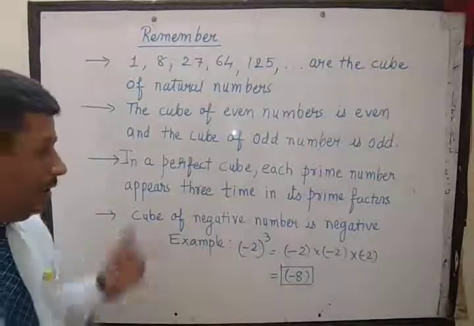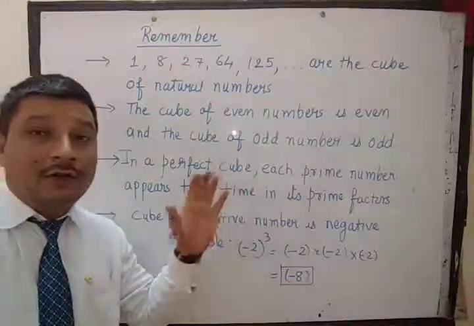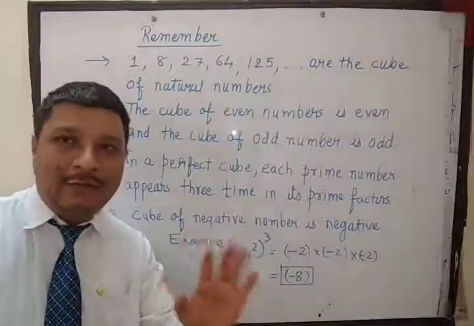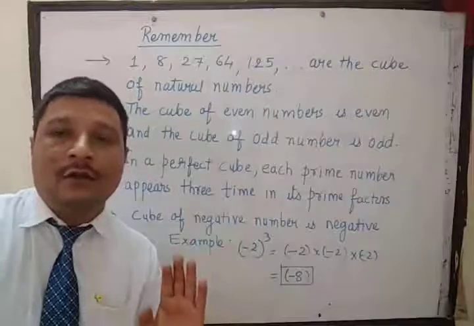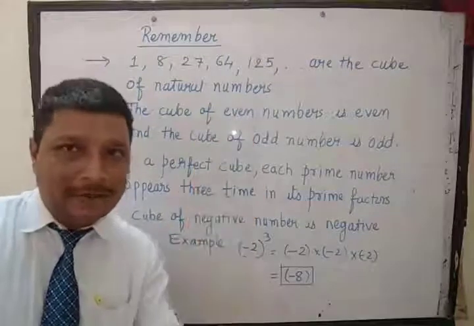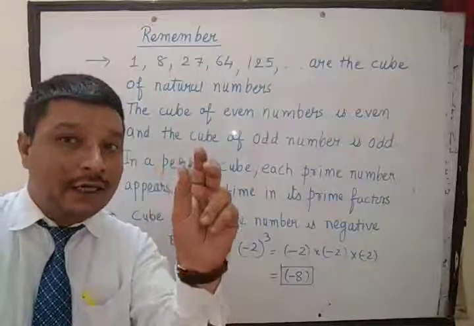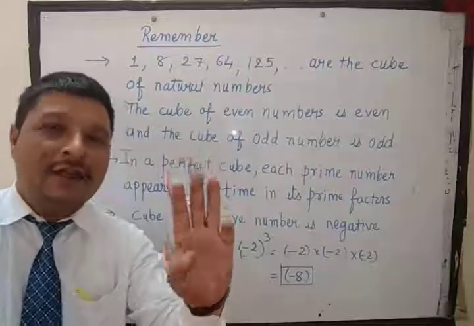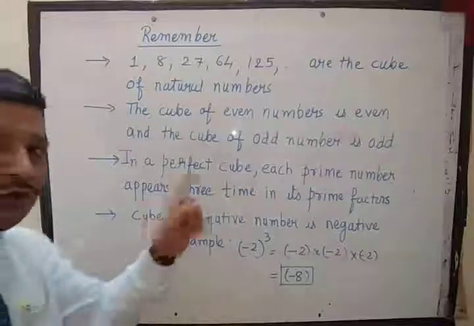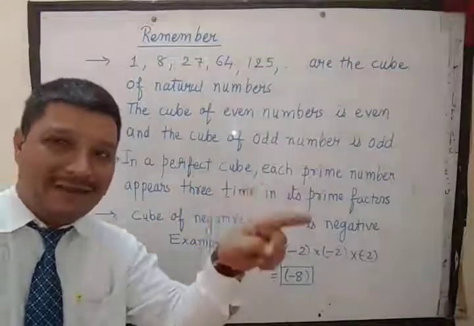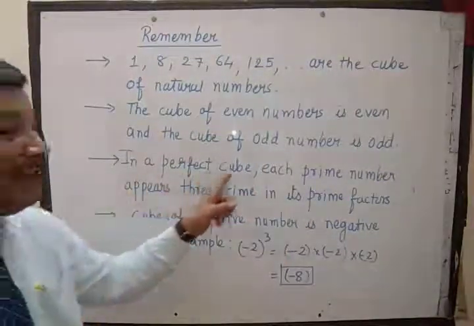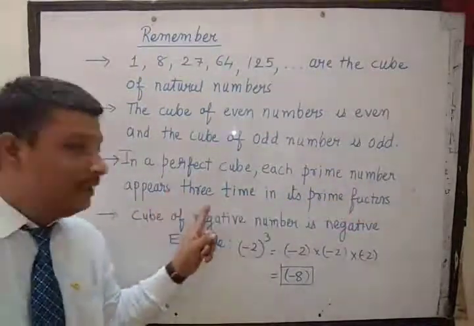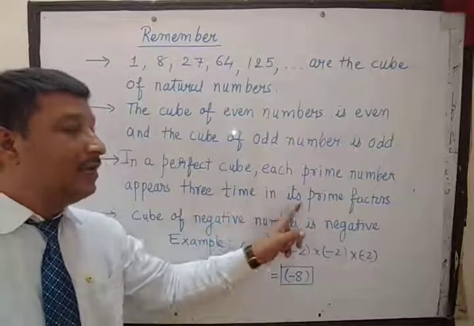Third point, in a perfect cube, each prime factor appears 3 times. हम prime factors जब निकालते हैं, any perfect cube, square root करने के लिए prime factors निकालते हैं. So that each prime factor will appear 3 times. Square root में कितनी बार होता था? 2 times. Here 3 times. Clear? 3 into 3 into 3. अगर 5 है तो 5 into 5 into 5. 3 times. So in a perfect cube, each prime number appears 3 times in its prime factorization.